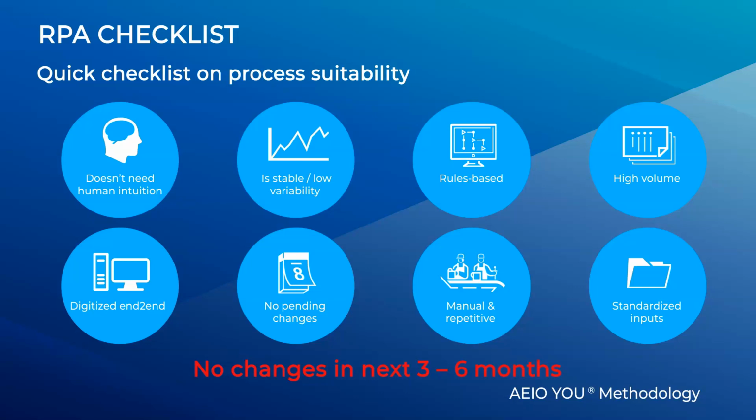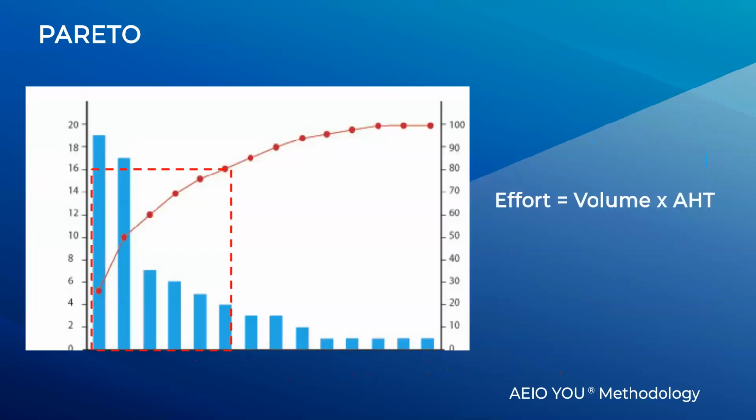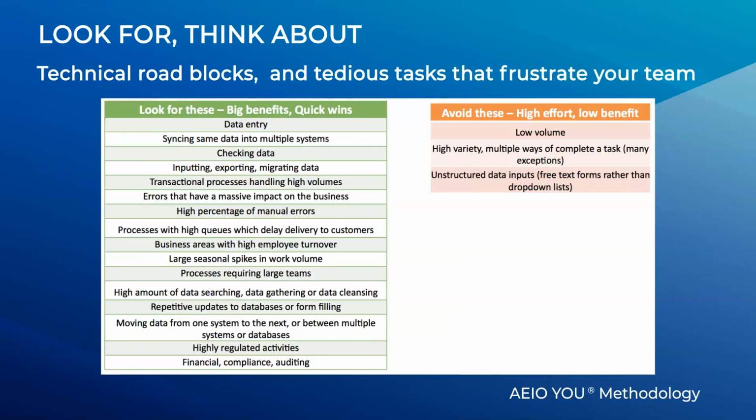High volume is very subjective, so advise the SME that this is a comparative to everything else they do rather than a numeric threshold. If there are hundreds of processes, you may want to do a Pareto chart beforehand to focus in on the few processes that take up the most manual effort. Here's a list of example processes to look for and processes to avoid.